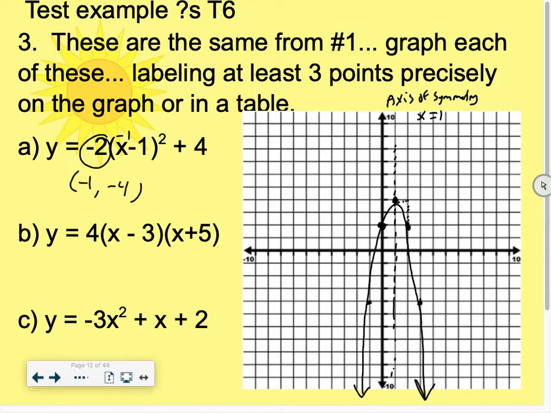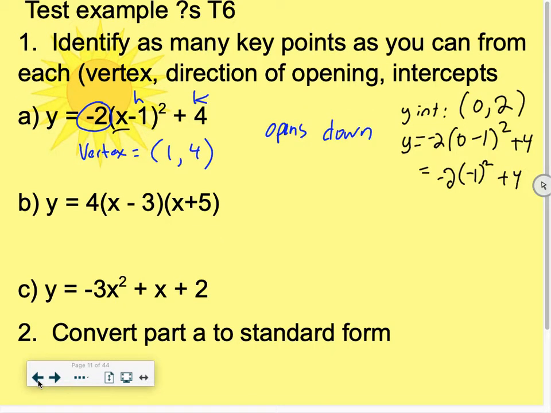So if I go to number 2, or letter B, I should say. Letter B is in intercept form. So from intercept form, we can easily see the x-intercepts. They are the values that make the function 0, or each factor 0. So positive 3 would make that factor 0, negative 5 would make that factor 0. I can also see that it's going to open up because this is positive.